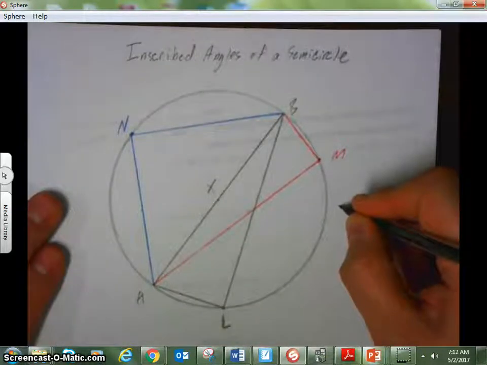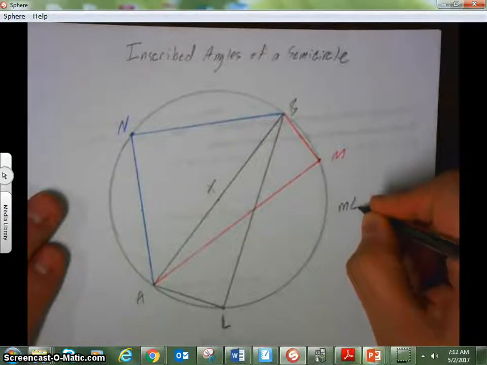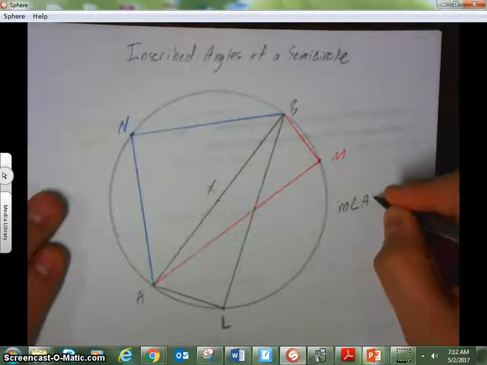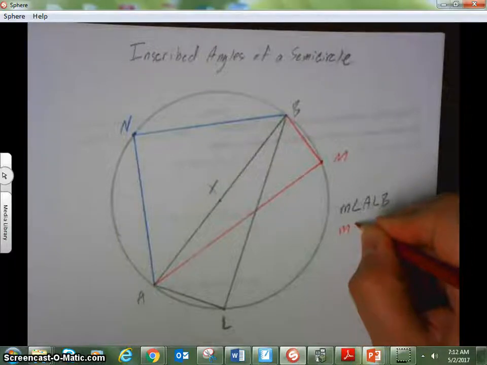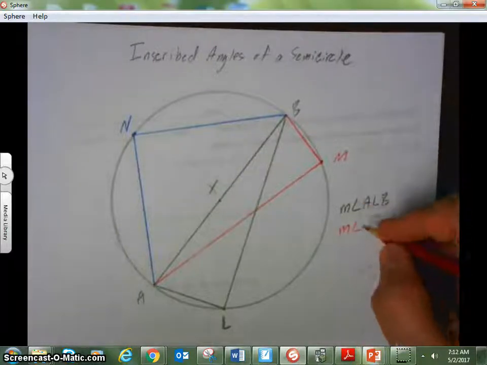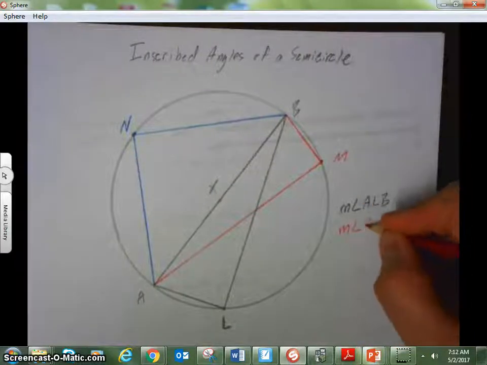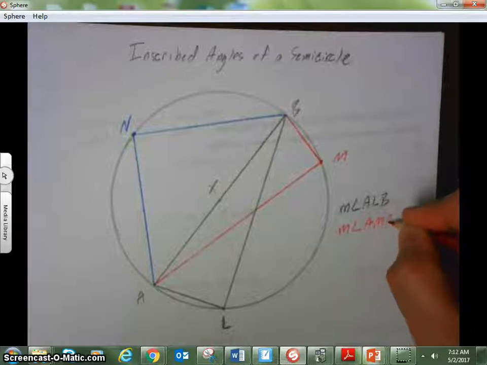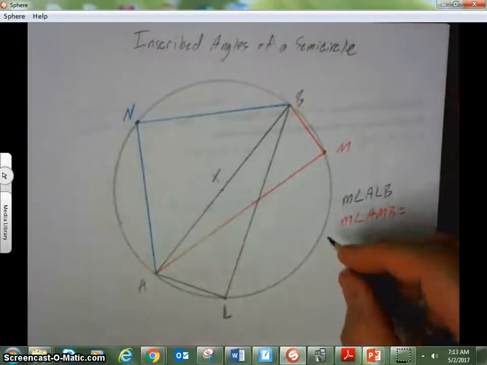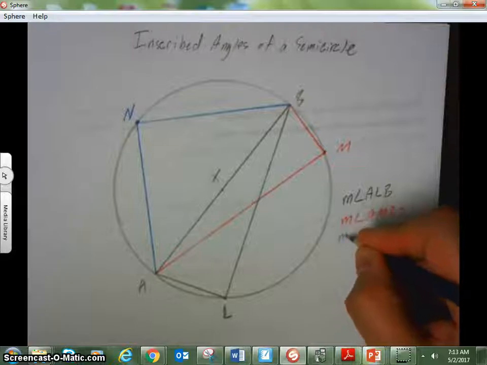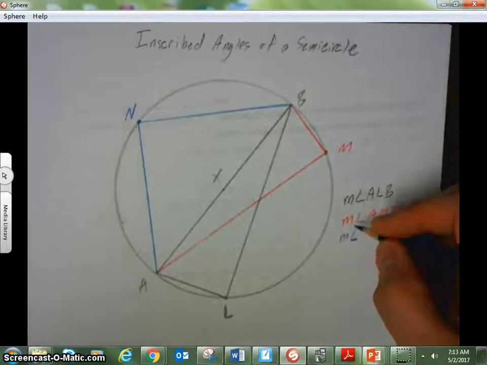I want to know what is the measurement of angle ALB. I want to know what is the measurement of angle AMB. And I want to know what is the measurement of angle ANB.